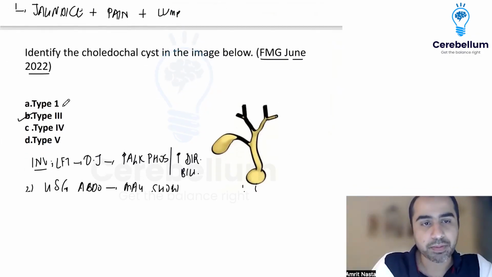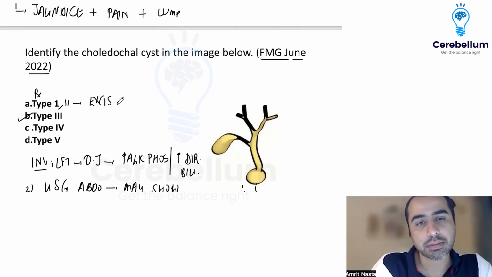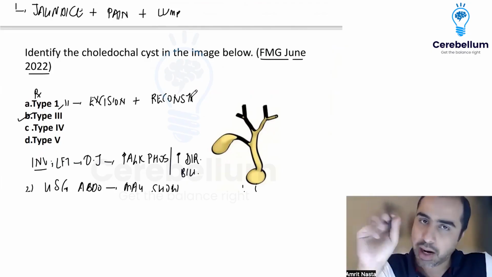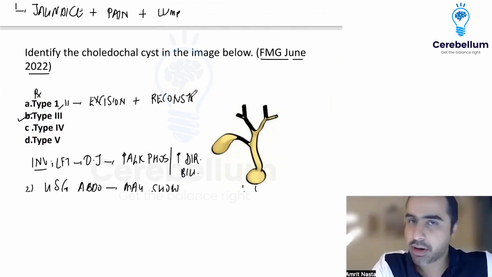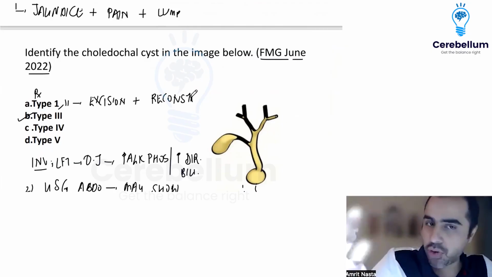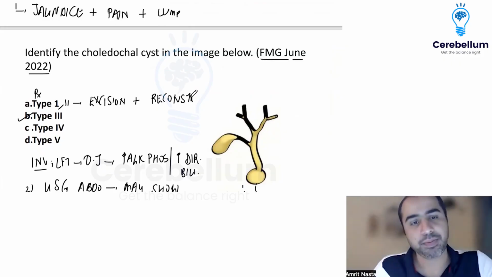For type 1 and type 2, the treatment is going to be excision and reconstruction. So you excise the choledochal cyst and you reconstruct. Maybe you do a jejunum to the bile duct, hepaticojejunostomy, depending on how much of the bile duct is left. So type 1 and type 2, excision, reconstruction.